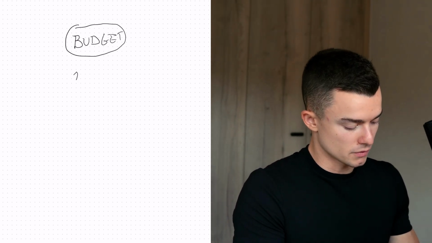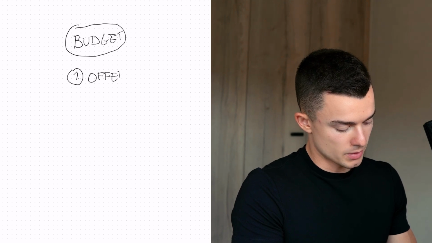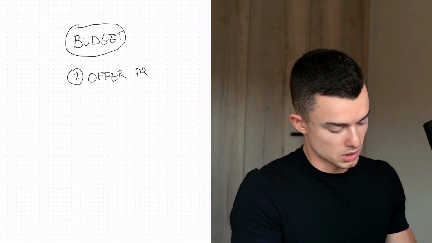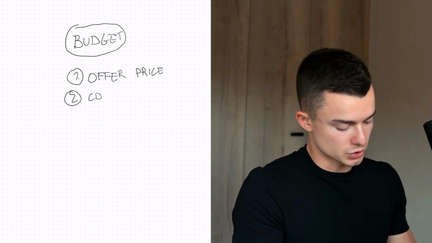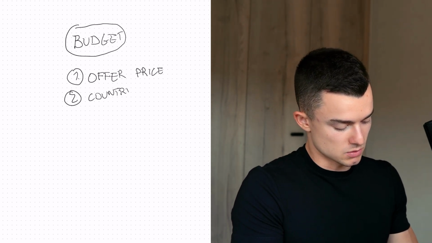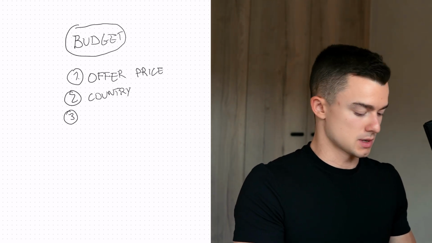So whenever you have to plan out the budget that you should be investing into ads, there are a couple of factors that you need to take into consideration, a couple of variables. The first one is the offer price. So how much are you selling your product or service for? Number two is the country where you're going to be running the ads. Running ads in the US is going to be more expensive than running ads in a European country, for example.